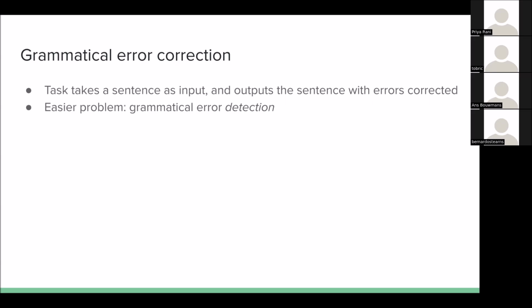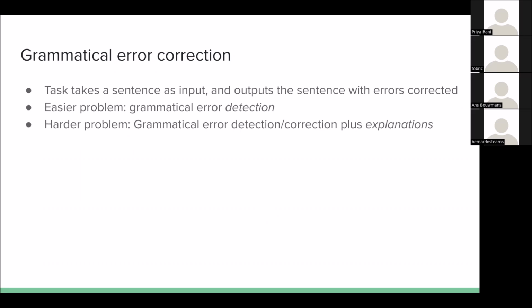There are some related problems that you'll see work on. The easier problem of grammatical error detection, which takes the sentence as input and maybe highlights, puts a squiggly line under the errors without necessarily telling you what the correction is. I'm actually interested in the harder problem, which is grammatical error correction plus some explanation as to why that correction is the right one.